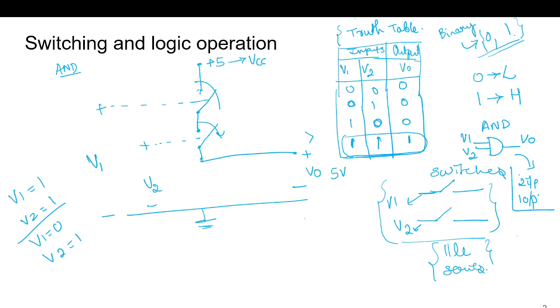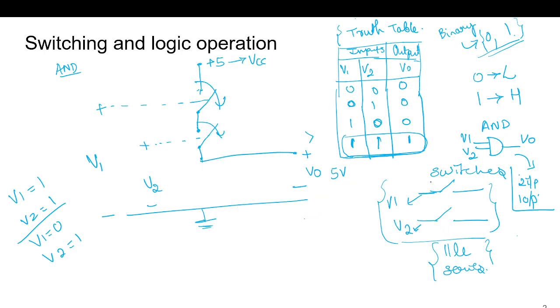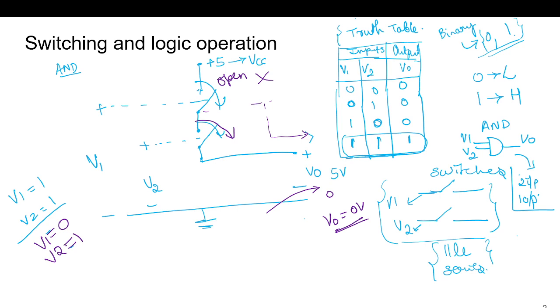So if my V1 is 0 and my V2 is 1, then this switch will be on and this switch will be open. So here there will not be a path. From here there will be a path and this will be at ground potential. So Vout will be 0 volt. So we have obtained the AND gate operation. Here we have connected two switches in series.